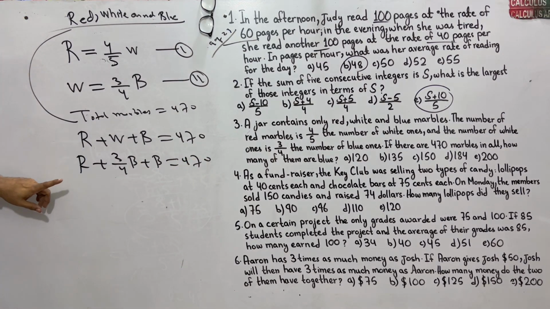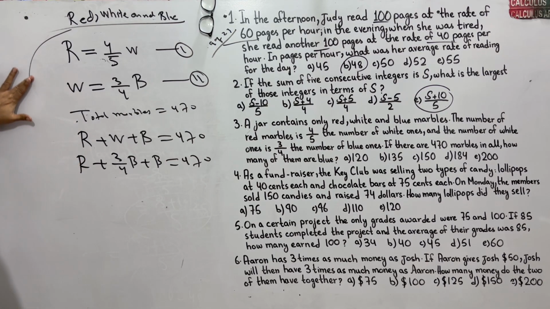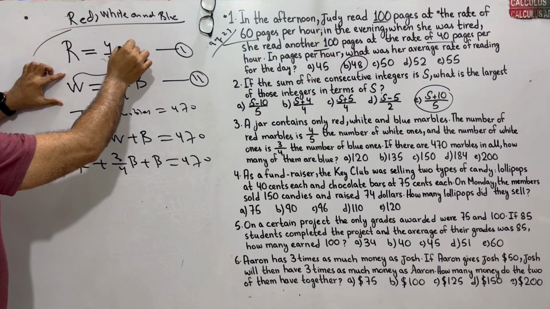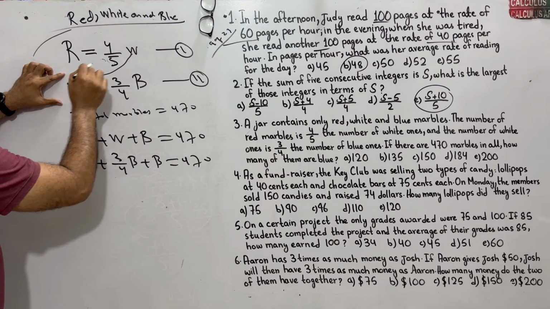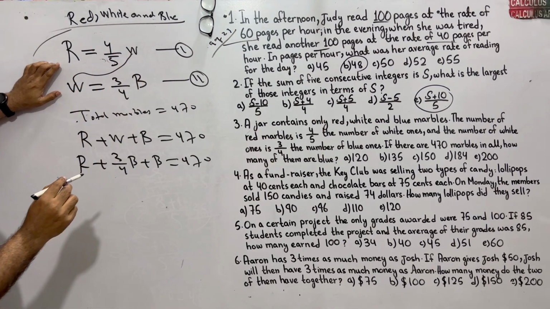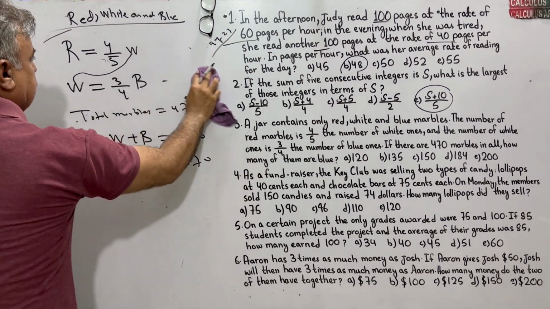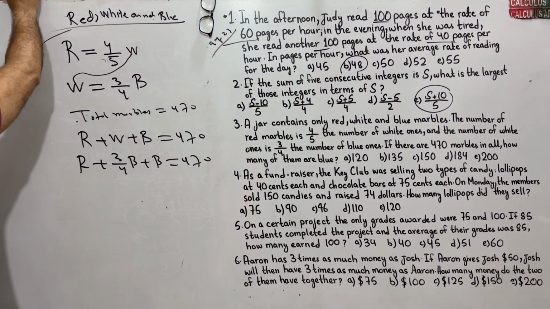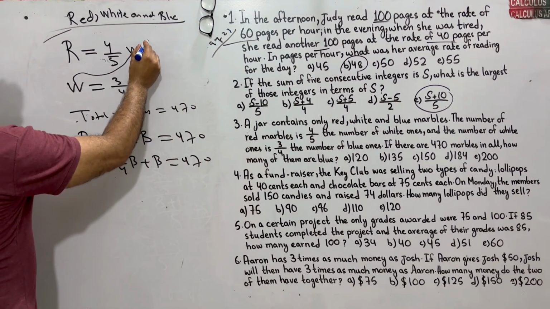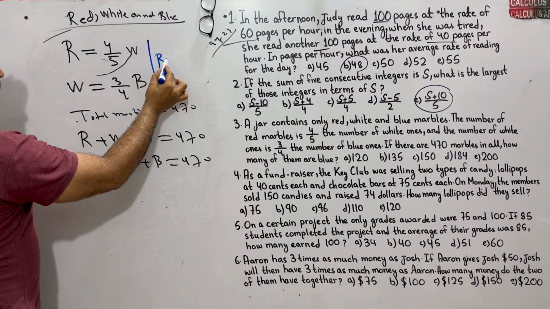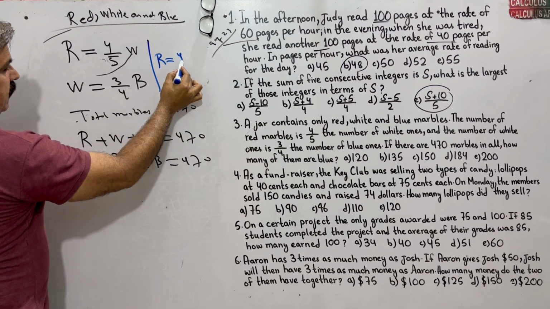Now I have to convert red into blue. If I put the W value here, then I can express red marbles in terms of blue. If I write 3 upon 4 B instead of W, so R in terms of blue is to be 4 upon 5.